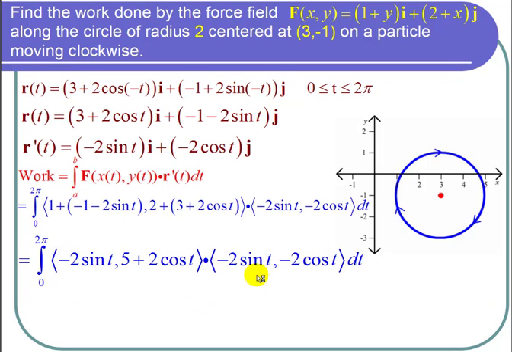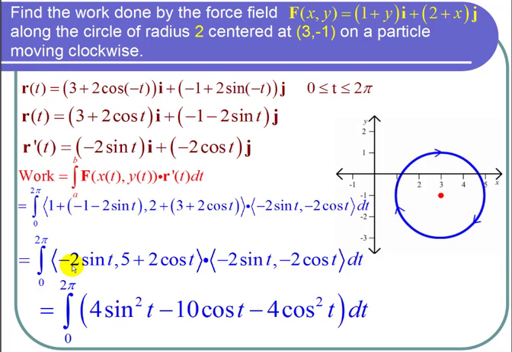And then I could take a dot product, and what I get when I take a dot product, we have negative 2 sine t times negative 2 sine t is 4 sine squared of t. And then we have 5 times negative 2 cosine of t is minus 10 cosine t. And then we have 2 times cosine of t times negative 2 times cosine t is minus 4 cosine squared t. So I integrate that from 0 to 2 pi dt.